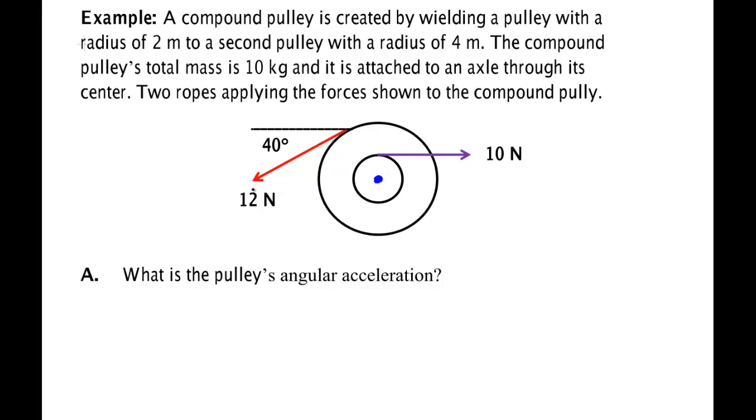There are two strings pulling on this. One's pulling horizontally at 10 newtons, one's pulling down at 12 newtons. And we've been given their radii, their total mass, and we're asked what is the pulley's angular acceleration. Well, like any other type of problem, when you see the word acceleration, you're thinking drawing a free body diagram. So let me draw a free body diagram.